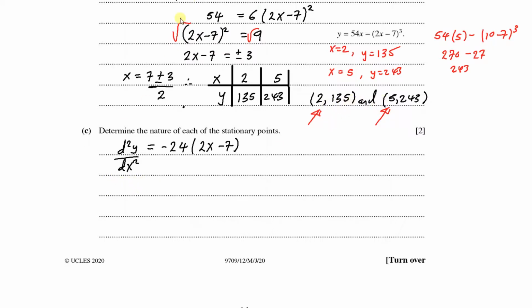So we're saying for the point (2, 135), the second derivative is, we substitute 2 into this. So that's minus 24 of (2 times 2, that's 4, minus 7). So that's minus 24 times 4 minus 7, that's minus 3. So it's minus 24 times minus 3. And that gives us 72, which is positive or greater than 0. And therefore, this is a minimum point.